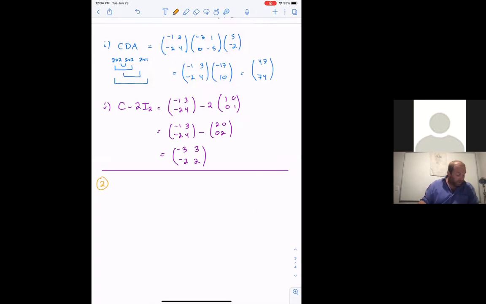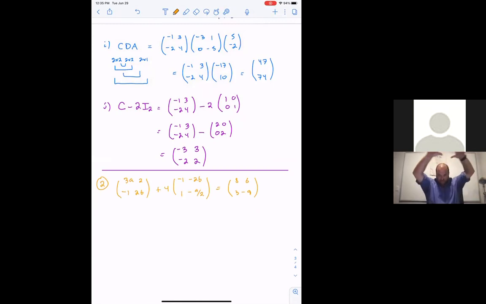It says determine the values of A and B such that 3A, 2, -1, 2B, plus 4 times -1, -2B, 1, -A over 2 is equal to 8, 6, 3, -9. So they give us this information. They say, hey, what's A and B? Well, because we have matrix equality, the complete matrix on the left, when it's simplified into one, is equal to the one on the right. So each slot on the left has to match the slot on the right.